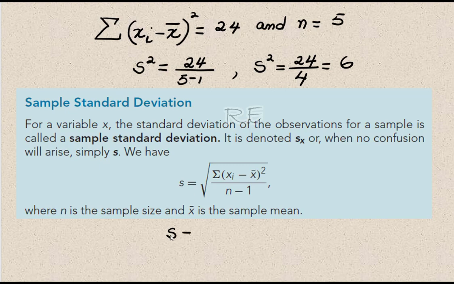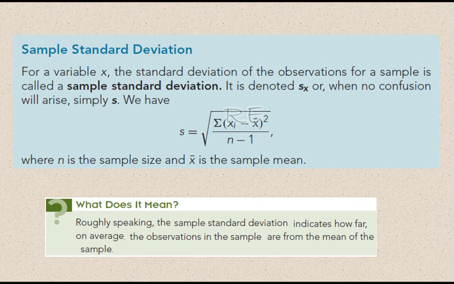Now the standard deviation will be the square root of the sample variance. In other words, we will take the square root of whatever we squared before so that we get a better average. The standard deviation indicates how far on the average the observations are from the mean.